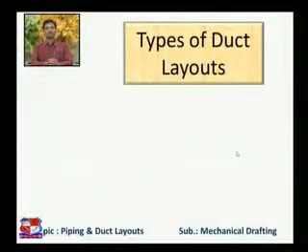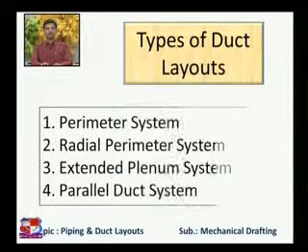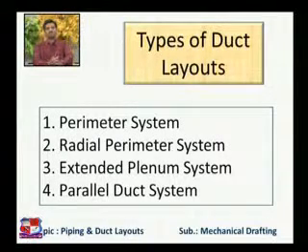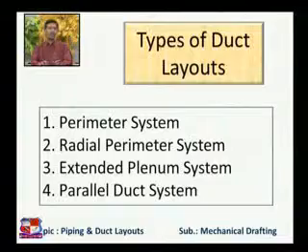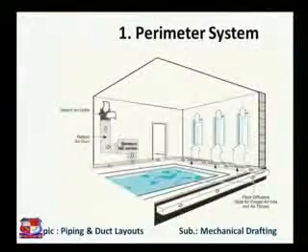Now types of duct layouts. How many duct layouts are used in industry and in household applications, that we will discuss. There are basically 4 types of duct layouts. One is the perimeter system, second is the radial perimeter system, third is the extended plenum system, and fourth is the parallel duct system. Now we will discuss each type of duct layout and its practical application.